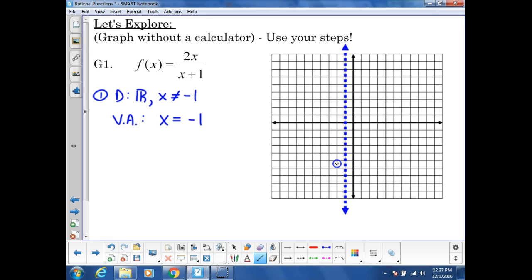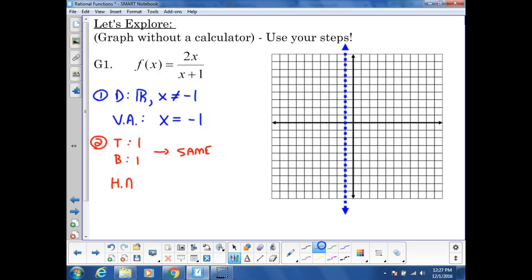Okay? So that's step number 1. Done. Okay? Step number 2. What was step number 2? Find the horizontal asymptote. So what is the degree of the top? No. 1 is the degree of the top. What is the degree of the bottom? 1. Those two are the same, correct? So that tells me then that my horizontal asymptote is y equals 2. Because it's 2 over 1. Okay? And I put that on my graph.